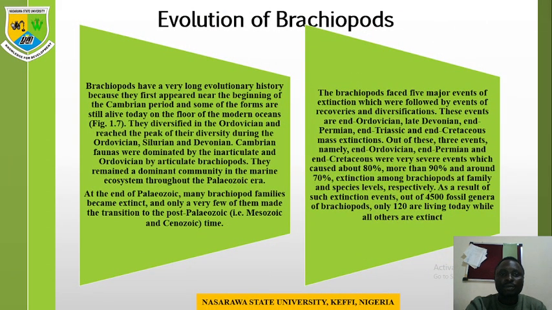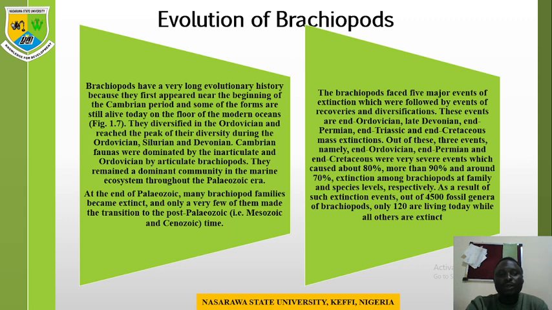Evolution of brachiopods. Brachiopods have a very long evolutionary history because they first appeared near the beginning of the Cambrian period, and some of the forms are still alive today on the floor of the modern oceans. They diversified in the Ordovician and reached the peak of their diversity during the Ordovician, Silurian, and the Devonian. Cambrian faunas were dominated by the inarticulates and Ordovician by articulate brachiopods. They remained a dominant community in the marine ecosystem throughout the Paleozoic era.